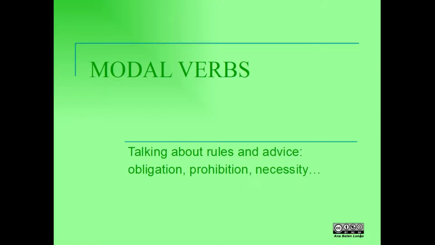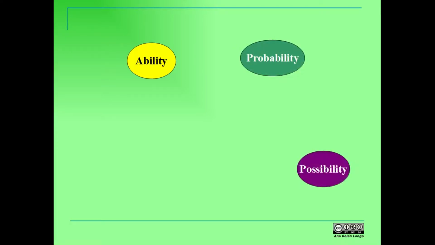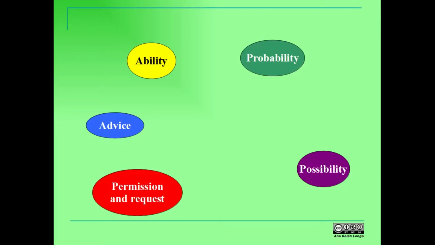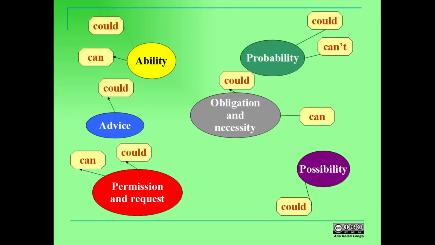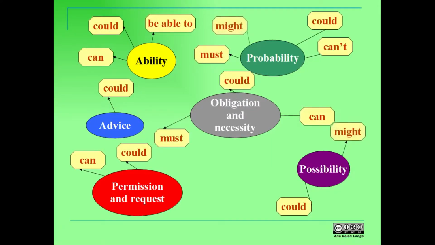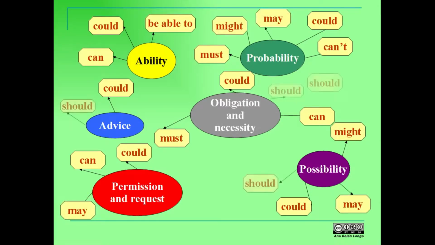As you know, modal verbs in English can be used to convey several different meanings. Ability, probability, possibility, advice, permission and request, obligation and necessity. Most meanings can be expressed by more than one modal verb, and most modal verbs can express more than one of these meanings, so it is sometimes difficult to know which one to use.